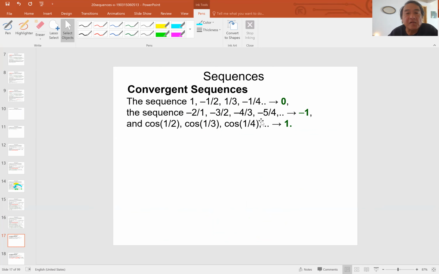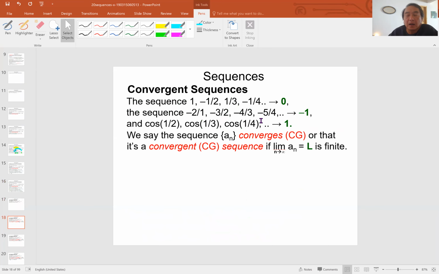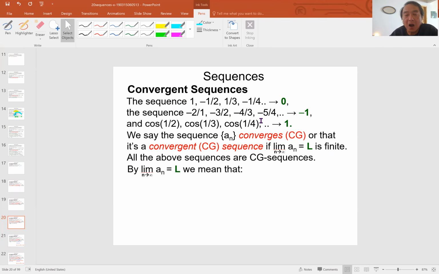What's a converging sequence? A converging sequence is a sequence that has a limit. We defined what a function limit is before, f of x, limit as x goes to infinity or x goes to 3 or something. But here we are talking about a list of infinitely many numbers. A sequence converges, or is a converging sequence, if it has a limit. The sequences over here are all converging sequences. They come to a point. And to be more precise, here's what we mean.